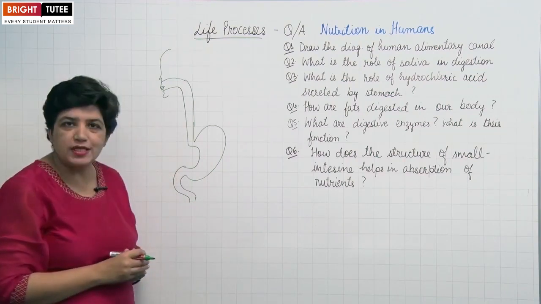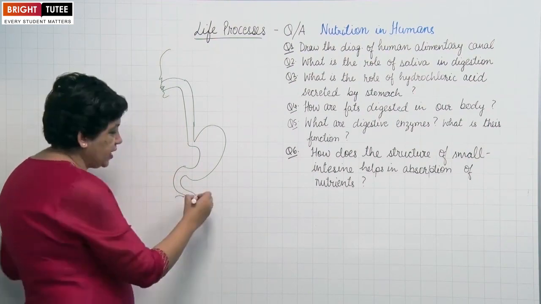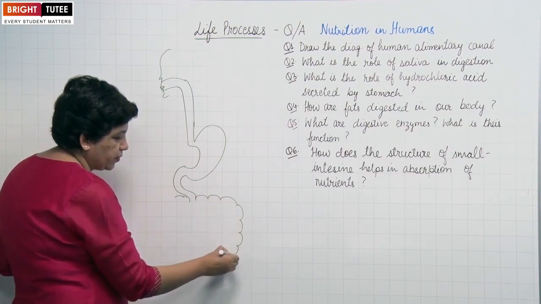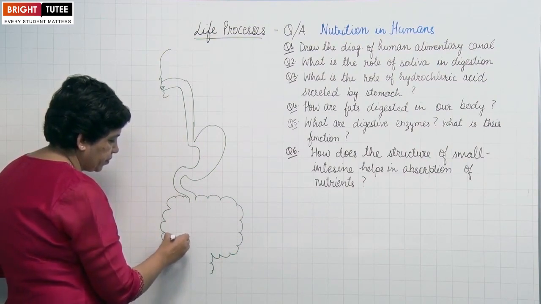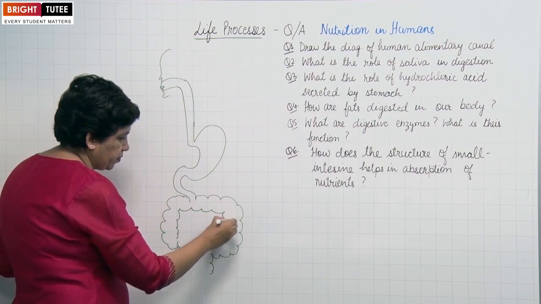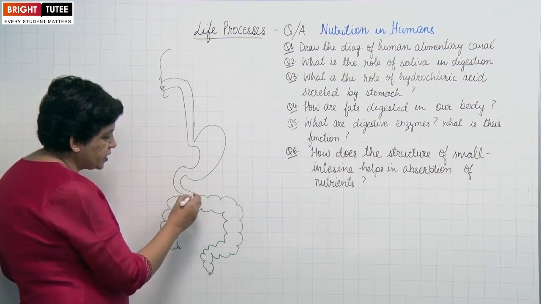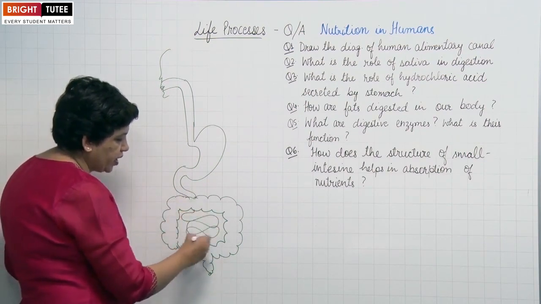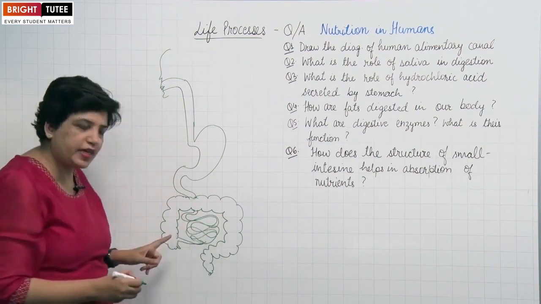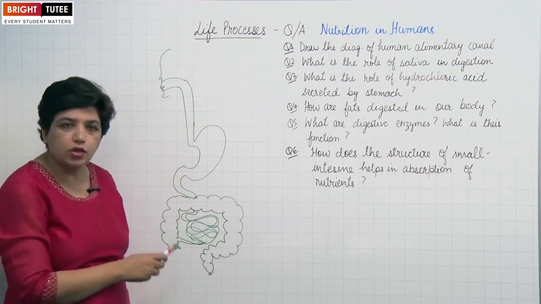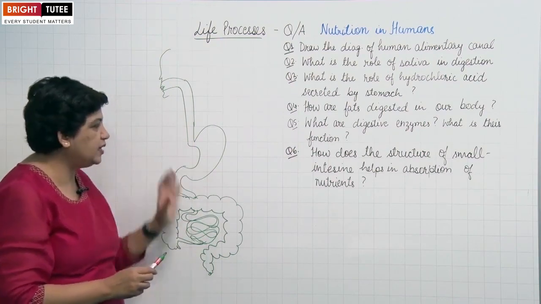The first part of small intestine is the duodenum. Then before you draw this small intestine, first draw the large intestine. Right? So this duodenum then extends into a highly coiled structure, the small intestine, and in the end it gets attached to the large intestine or the colon. This is the large intestine, the rectum and the anus, where the alimentary canal ends.